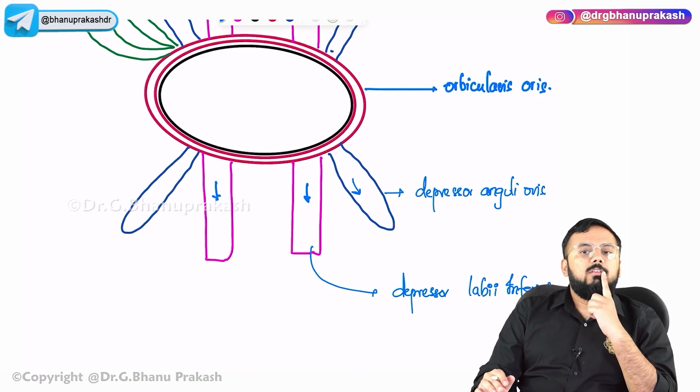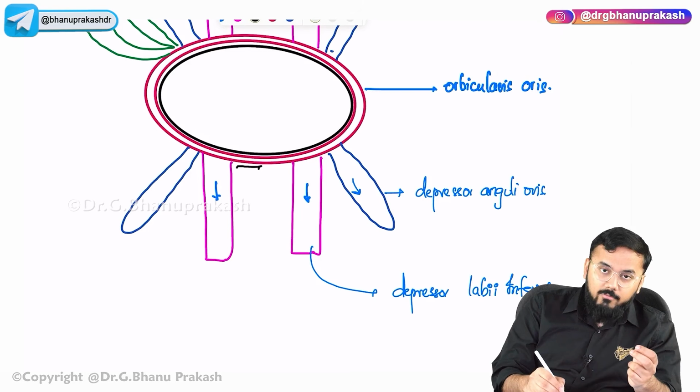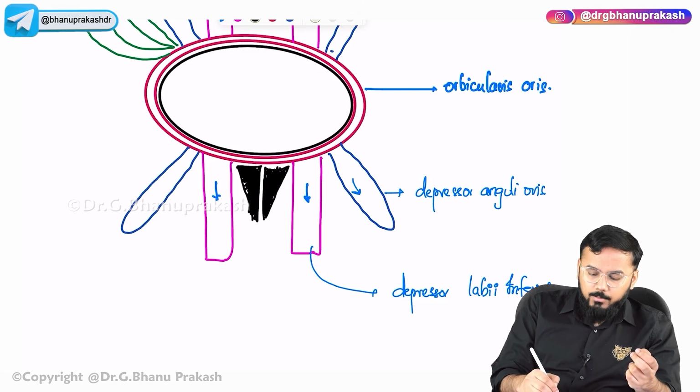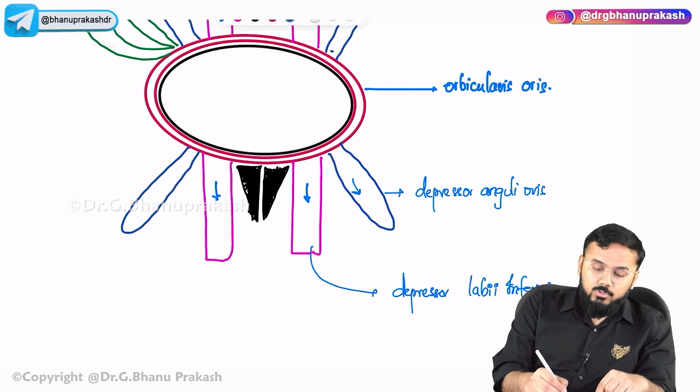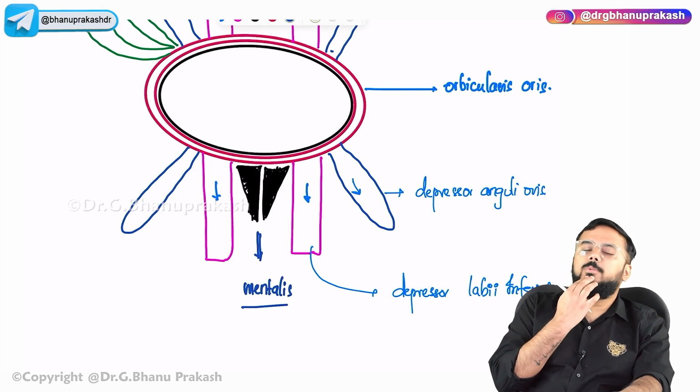Next important thing is, what are the muscles that are located here? Just inner to this depressor, or medial to this, exactly here you have got two important muscles. So what are these two important muscles that are located over here? These two important muscles are called mentalis, because they are present in the mental region.